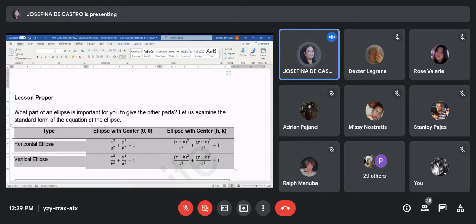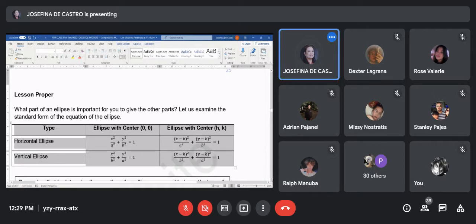So, kung ang vertices lying on the y-axis, then vertical yon. Kung lying on the x-axis, horizontal yon. And if it is parallel to y-axis, vertical din yon. Or kung parallel sa x-axis, horizontal din yun.